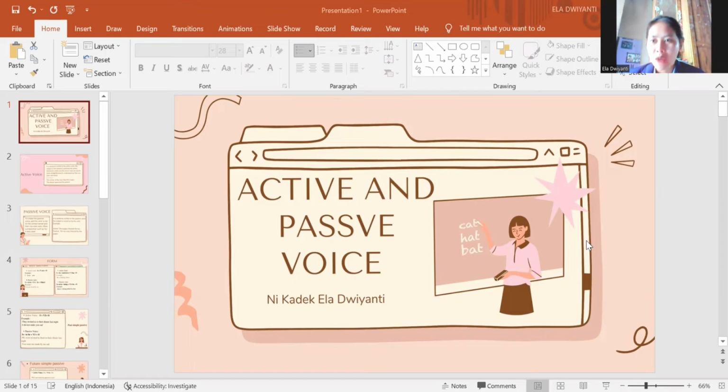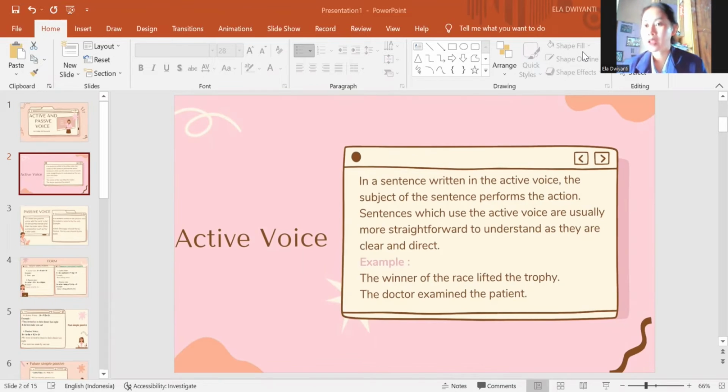For today, I would like to talk about active and passive voice. Okay, I will explain a little bit about the active voice. In a sentence written in the active voice, the subject of the sentence performs the action. Sentences which use the active voice are usually more straightforward to understand, as they are clean and direct.